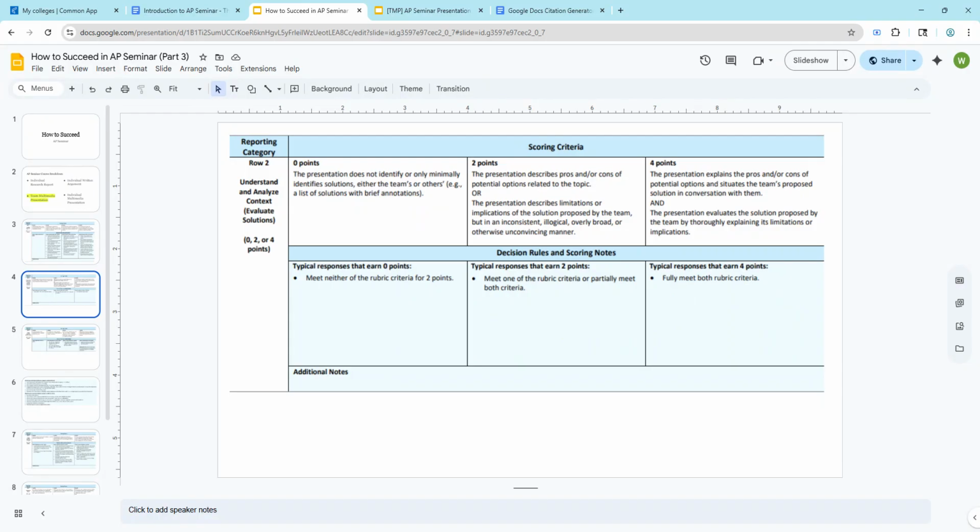Row 2 is understand and analyze context, evaluate solutions. 4 points. The presentation explains the pros and cons of potential options and situates the team's proposed solution in conversation with them. And the presentation evaluates the solution proposed by the team by thoroughly explaining its limitations or implications. Typical responses that earn 4 points fully meet both rubric criteria.